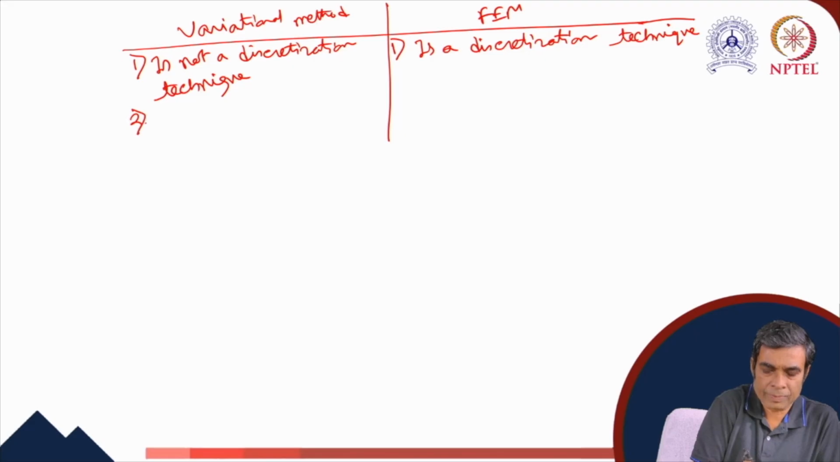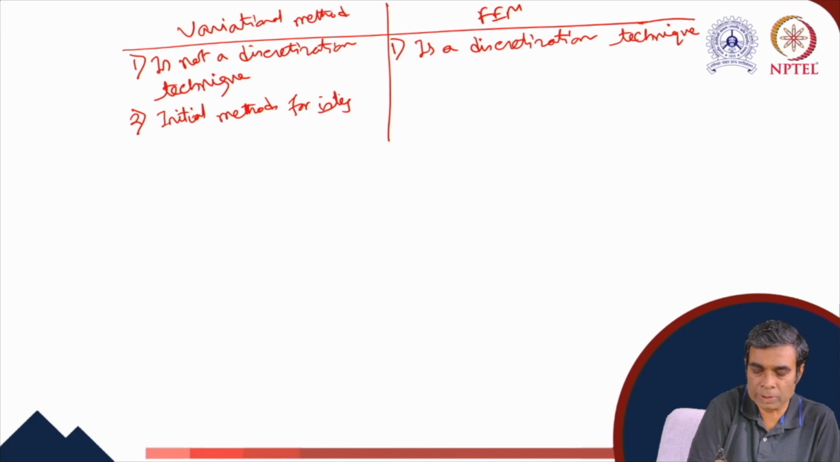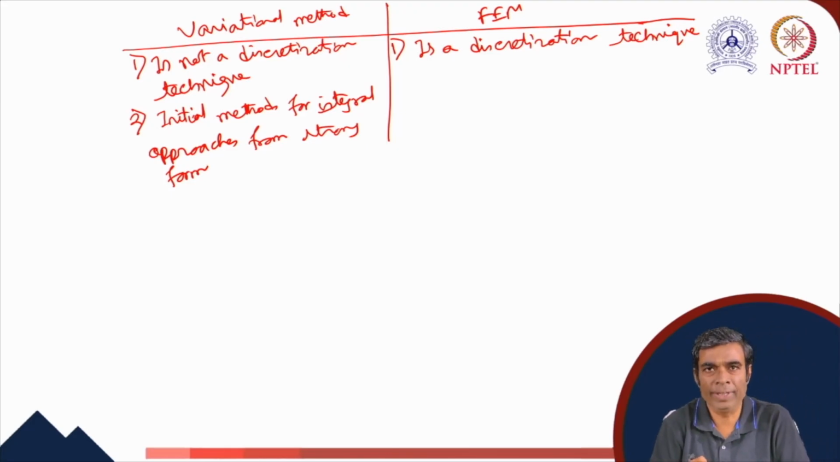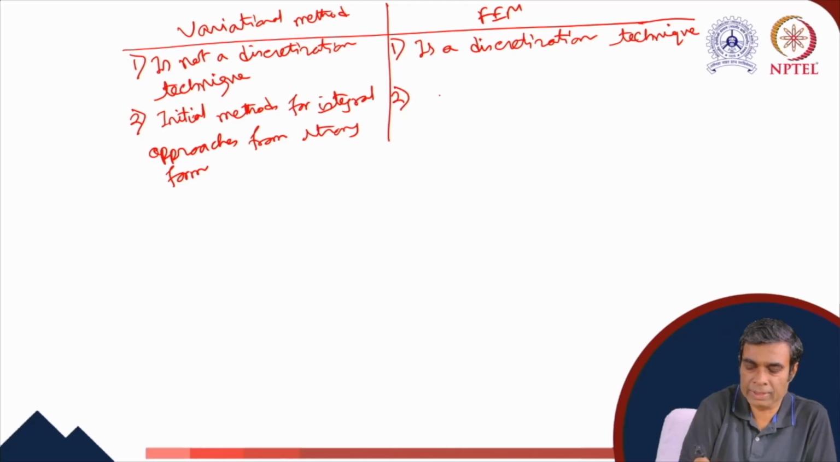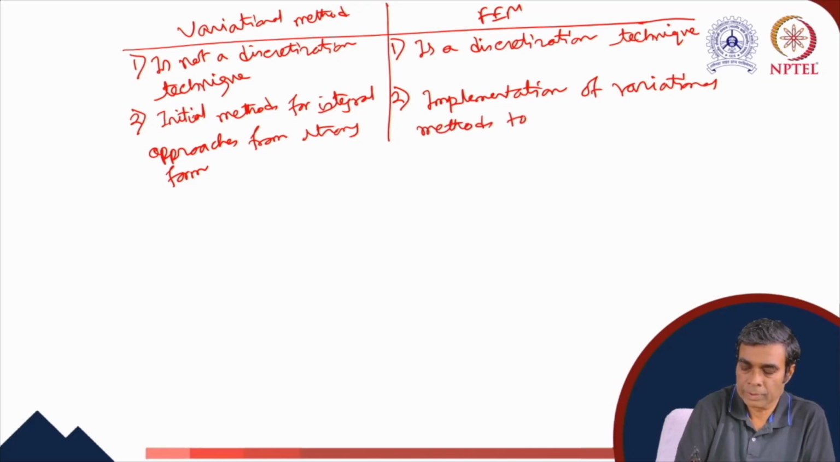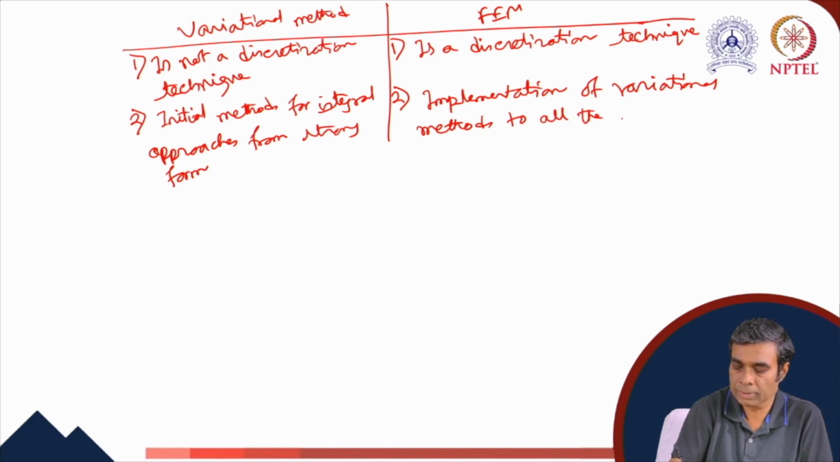The second point is that the variational methods are the initial approaches of integrating the governing equation from the strong form, and the finite element method is the implementation of variational methods to all the elements in the mesh, in the FEM mesh.